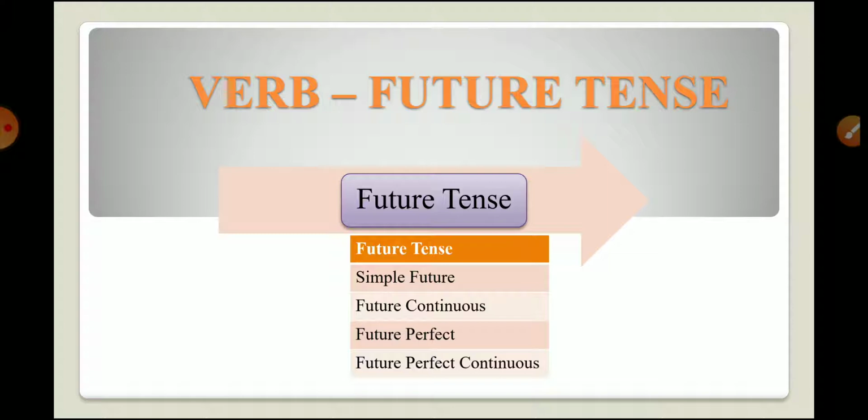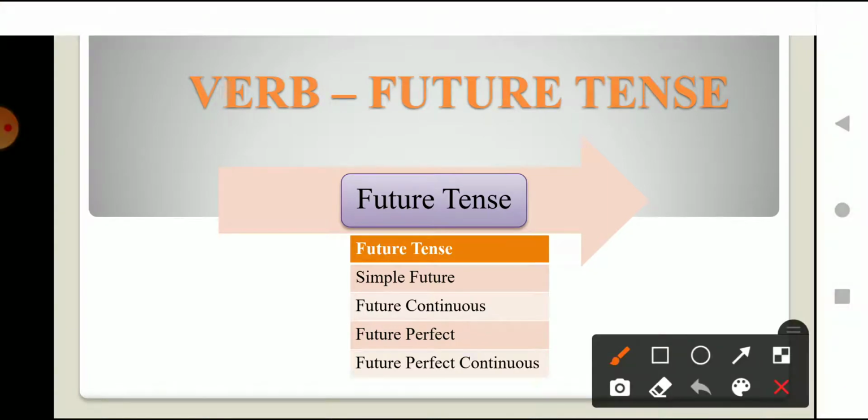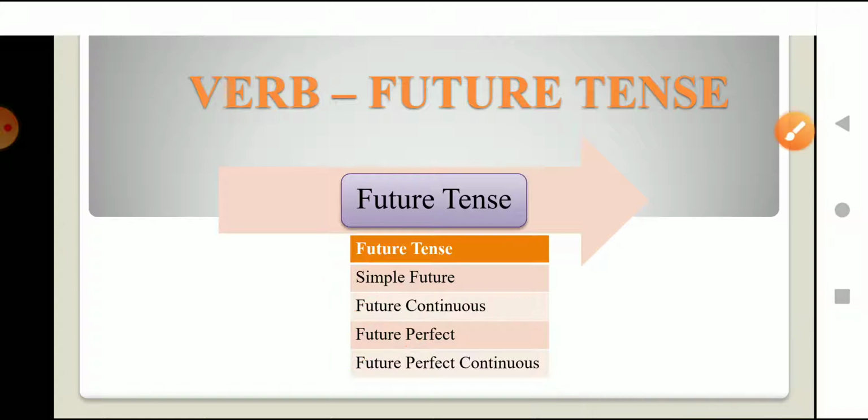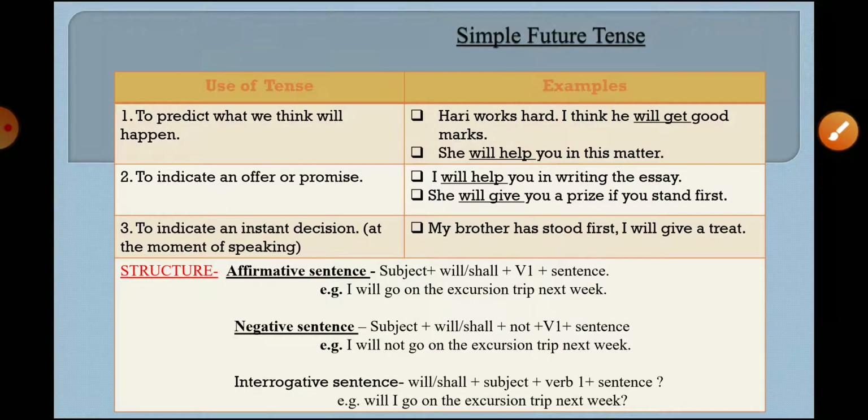Okay, so future tense, similarly to past and present tense, is divided into four parts. The parts are simple future tense, future continuous tense, future perfect tense, and future perfect continuous tense. Okay, so first of all we will talk about simple future tense. So simple future tense, let's see how we use these sentences.